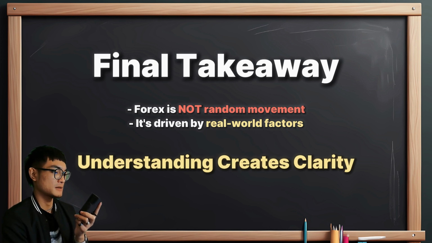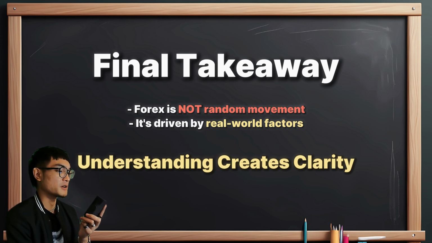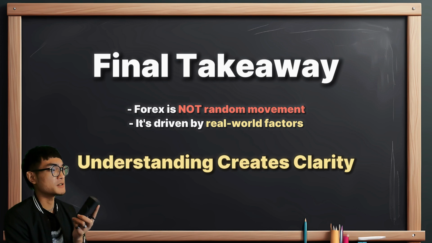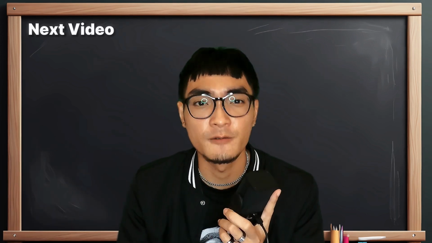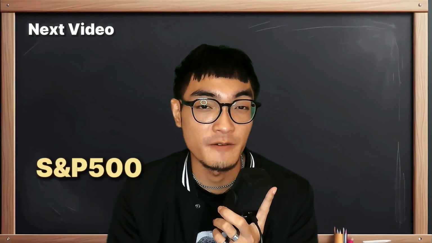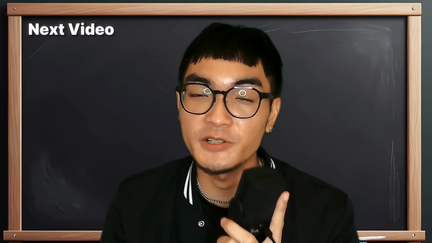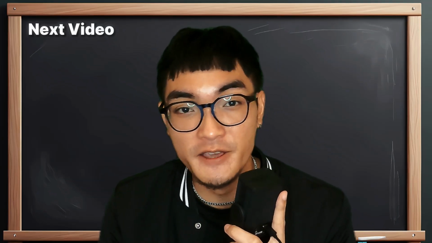Now that you understand how currencies work and how they move, the next step is to zoom out a little, because not everything in the market is about individual currencies or single companies. In the next video, we're gonna talk about indices. You've probably heard about things like S&P 500 and NASDAQ, and how they represent entire groups of companies that move together. Once you understand that, you'll start to see how the bigger picture of the market fits together.